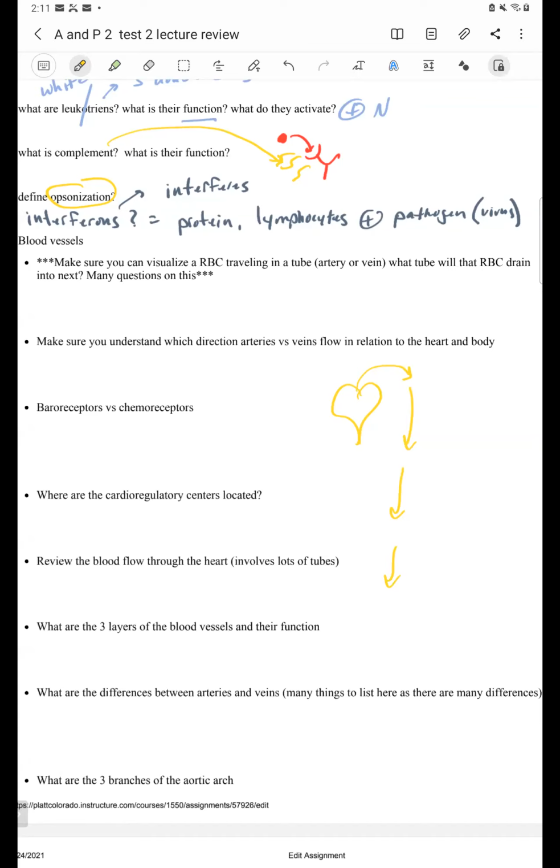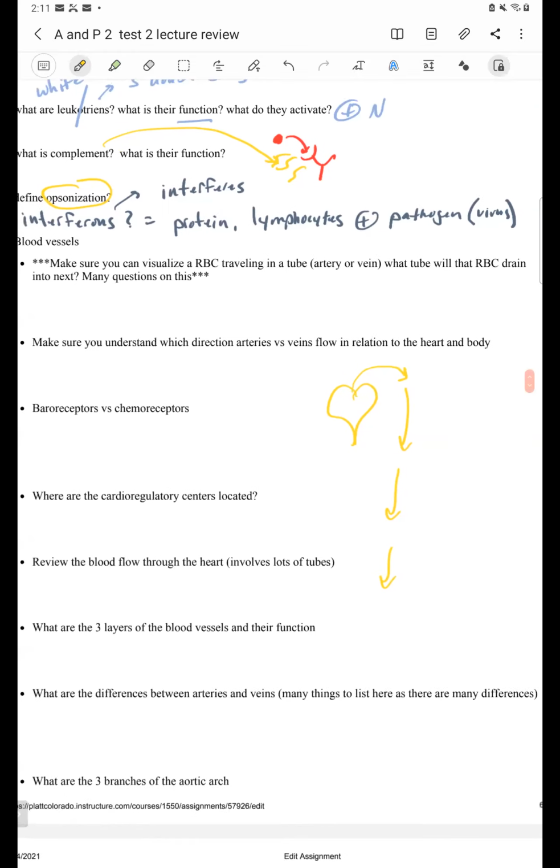Okay, and then the arteries, we start from the heart, and then the veins, you can start from the periphery. You can start from the hand and work your way to the heart, and start with your foot and work your way toward the heart, because veins flow toward the heart.